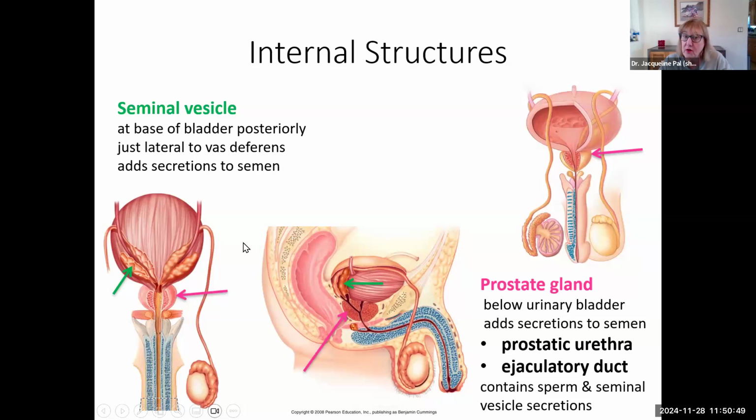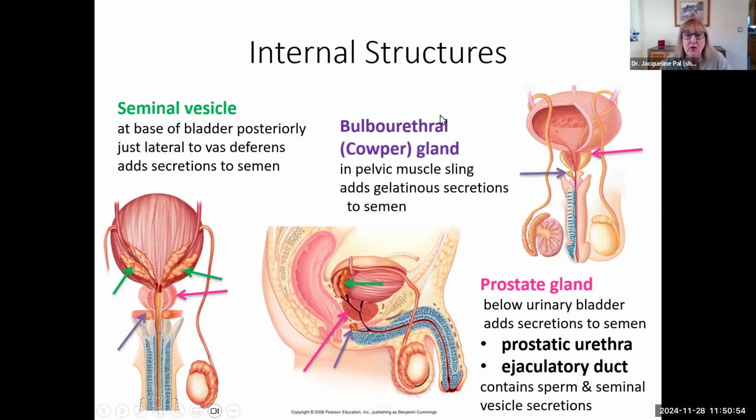So the third and final structure, which will add secretions to semen, is known as the bulbourethral gland, which can be seen with all the purple arrows. And it is actually located in this muscle layer, which is just below the prostate gland. So it's this little gland right here. And so this muscle layer right here is kind of like a sling at the bottom of your pelvis to kind of keep everything up. Super important in women, as we will see in a different series of slides when we do female reproductive.